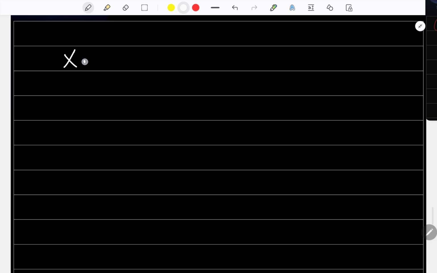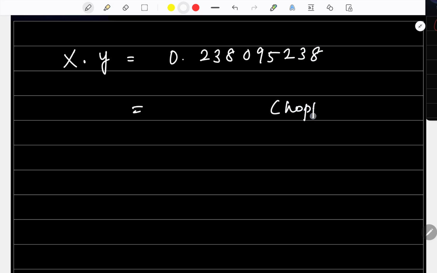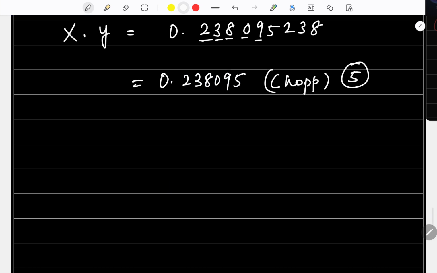Let me go for x multiply y. So I got the answer 0.238095238. Now I'm going to chop it for 5 decimal values. 1 2 3 4 5. So 0.23809. Sorry, for my glasses it looks like 4 decimals. Okay, so 5 decimals means 1, 2, 3, 4, 5. Yes, chopping for 5 decimals, right?